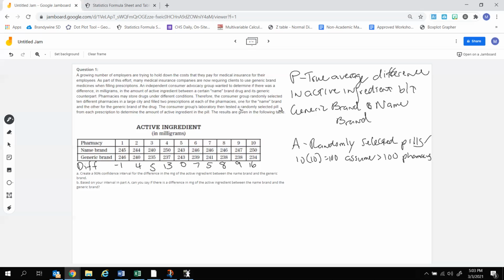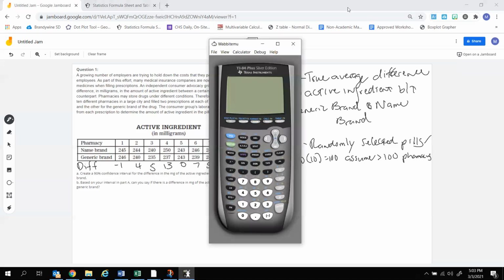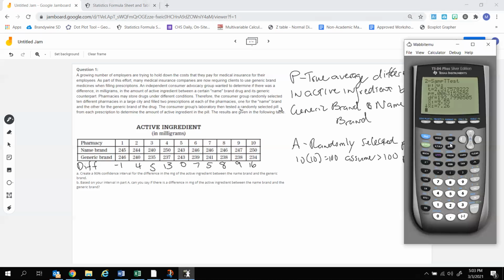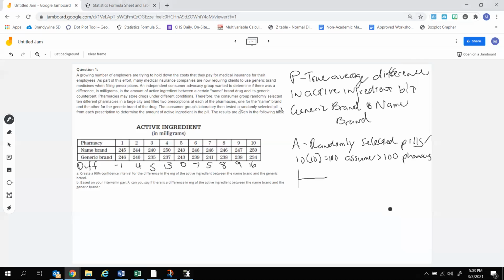As far as normality is concerned, we're going to have to take a look at the normal plot. So you're going to go ahead and pull up your calculator and input this data set into list one: -1, 4, 5, 13, 0, 7, 5, 8, 9, and 16. Second stat plot, got everything all set up here. Zoom 9. And that looks pretty linear. So we're going to make a rough sketch of that normal plot.